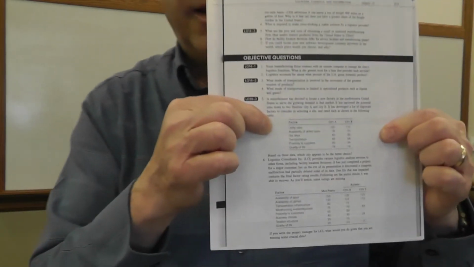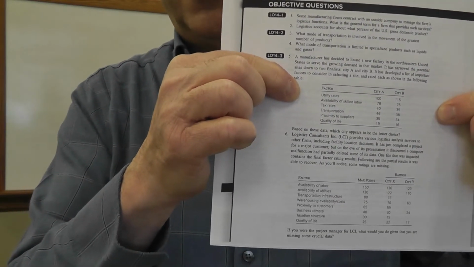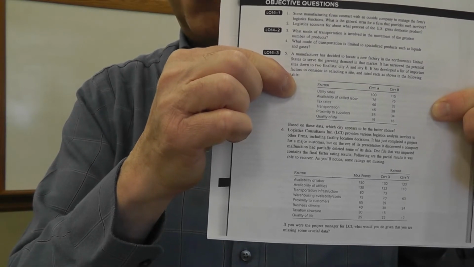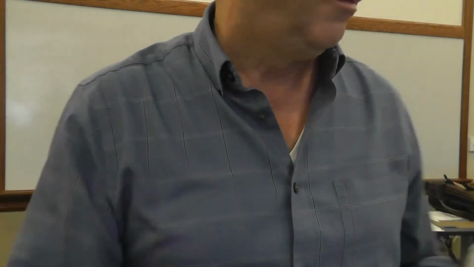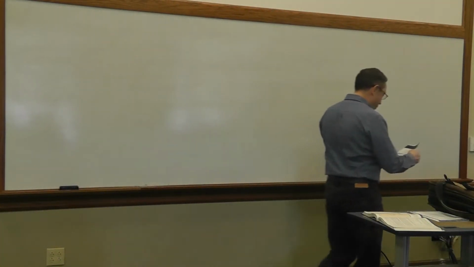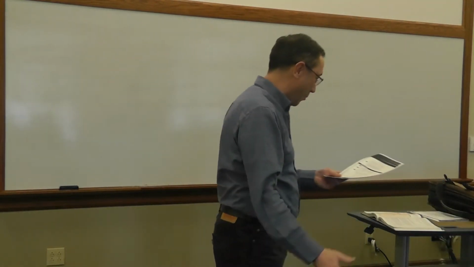It has developed a list of important factors and rated each city as shown in the following table, and we have some data. I'm not going to do this on the board because to solve this, you just add up the numbers for A, add up the numbers for B, and pick the one that's biggest. So I don't need to do that on the board. You can do that in your own time. If I put a problem like that on the exam, nobody should miss it because it's pretty straightforward.